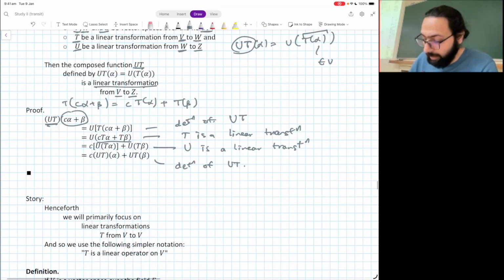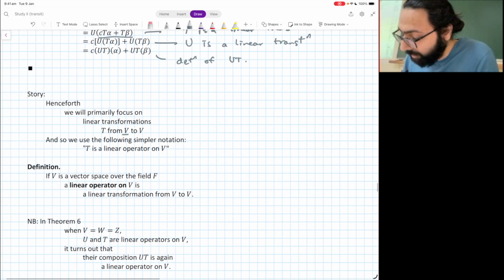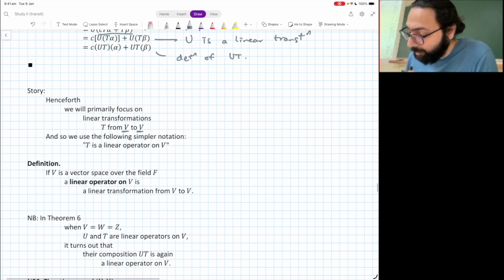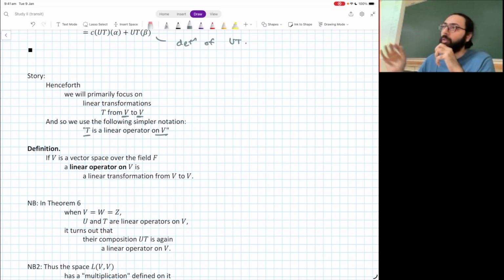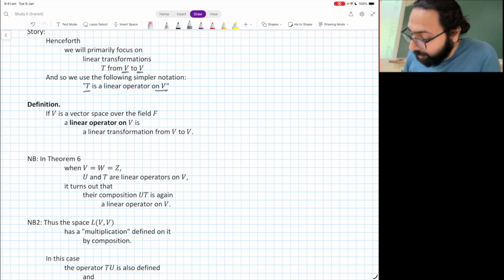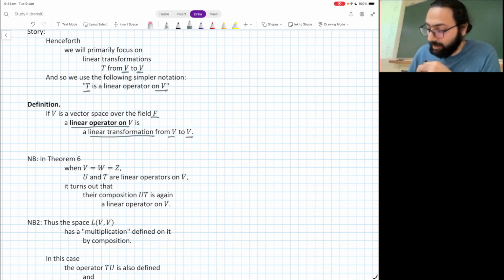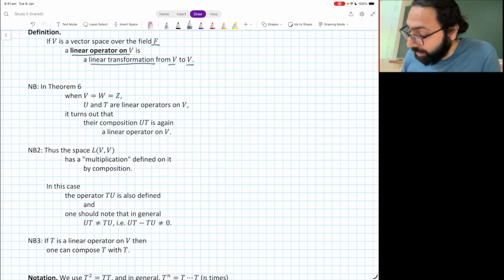Okay. So let's start then. From now we will primarily focus on linear transformations from V to itself. We'll use a simpler notation. We'll just say T is a linear transformation on the vector space V itself. So we're not saying it's going from V to W. The definition is: if V is a vector space over the field F, a linear operator on V is a linear transformation from V to V. That's just formally stating the definition. So in theorem 6, when V equals W equals Z, U and T are linear operators on V.